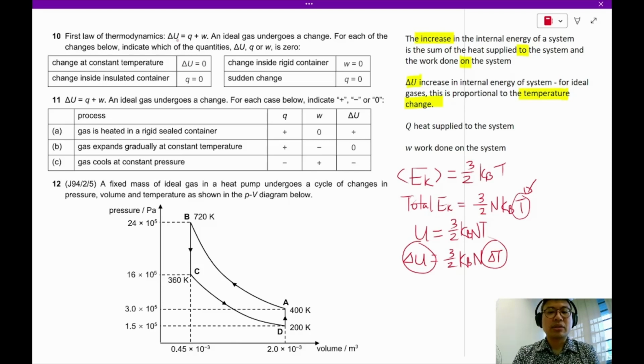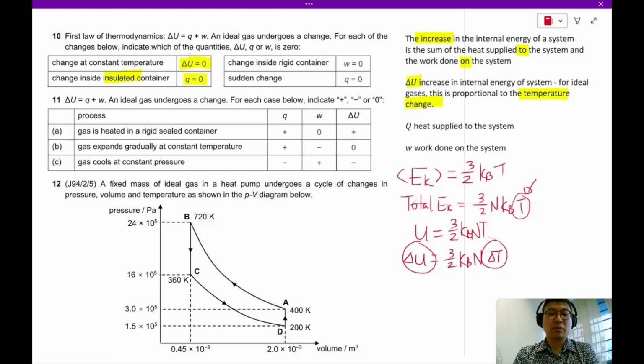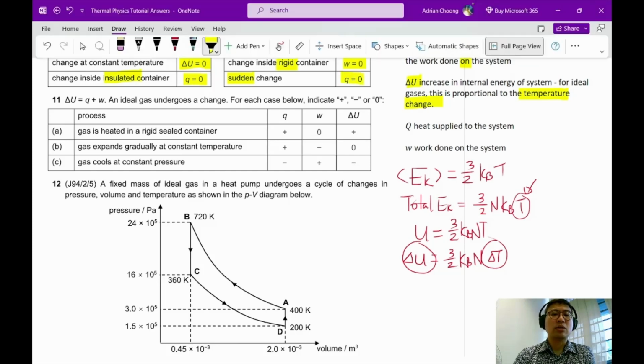Let's take a look at some of the situations that we are given. A change at a constant temperature means that the internal energy is not changing. If the container is insulated, then there can be no heat supplied to or from the system, and Q will be zero. If the change occurs inside a rigid container, the container cannot expand or contract, and so the work done on or by the gas will be zero. And if there is a sudden change, then there is no time for heat to be transferred, and so the heat transfer will be zero.